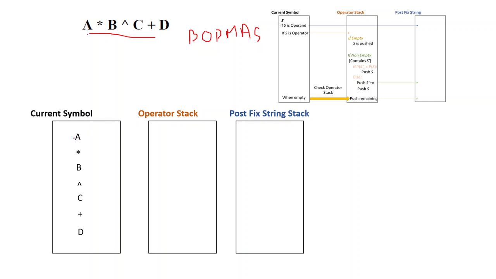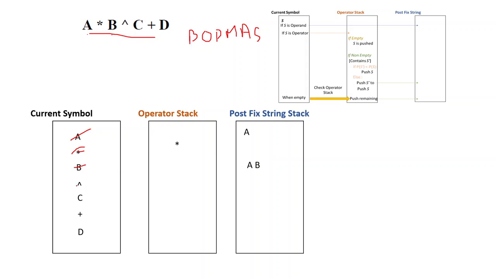A is an operand. So the rule is we will be pushing A to this. Next is multiplication, an operator, so this needs to be pushed into the operator stack. Now the operator stack is empty, so we can safely push multiplication over here. Next we have an operand B. Now B will need to be pushed to this part.